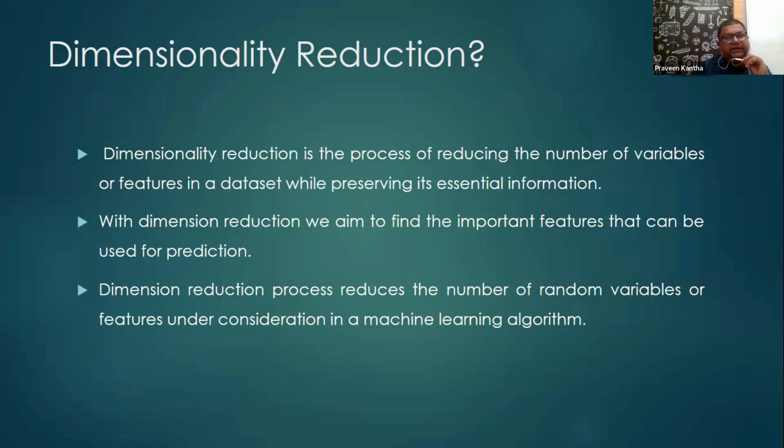With dimensionality reduction, we aim to find the important features that can be used for the predictions. Because if we have noisy data or noisy attributes in a data set, it will not predict with higher accuracy. So we have to reduce the features. The dimensionality reduction process reduces the number of random values and features under consideration in the machine learning algorithm.